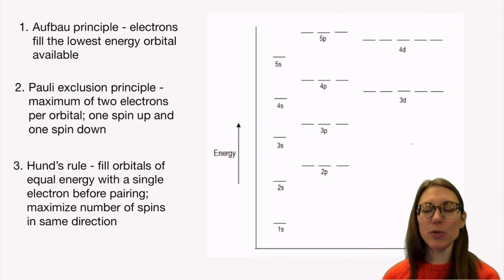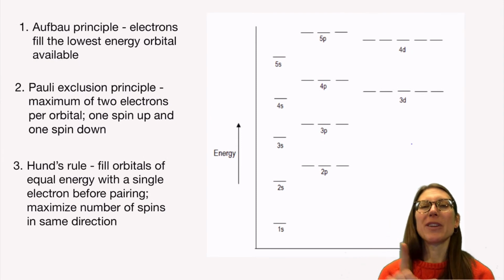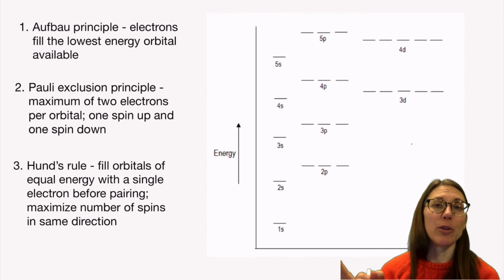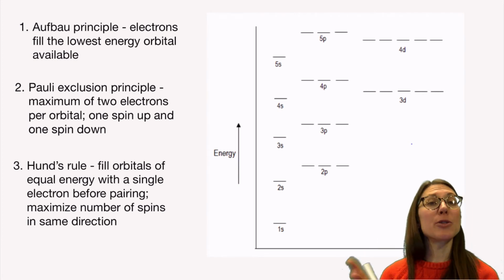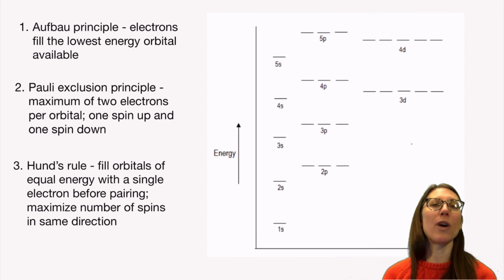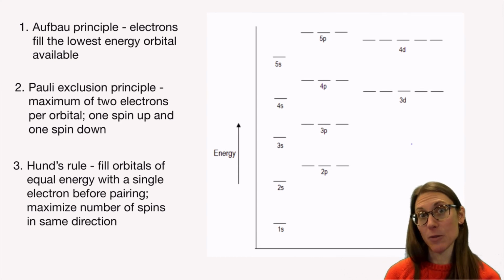Okay, here are your 3 rules. First, the Aufbau Principle. It just says put the electrons in the lowest energy orbital that's available, that's not already full. That's the first thing. Second, Pauli exclusion principle. Like I just said, you can fit a maximum of 2 electrons per orbital. One has to go spin up, one has to go spin down.